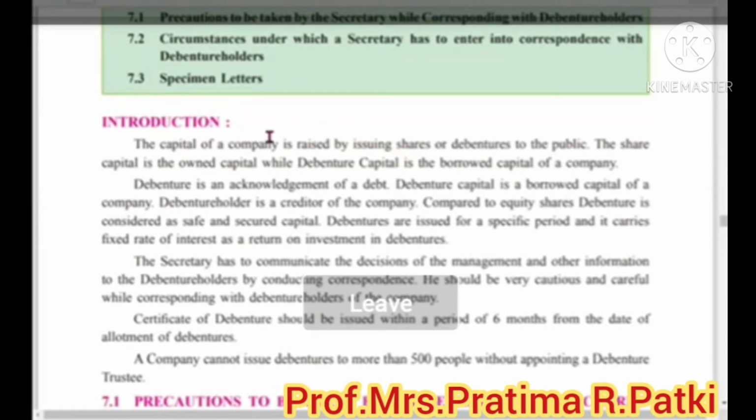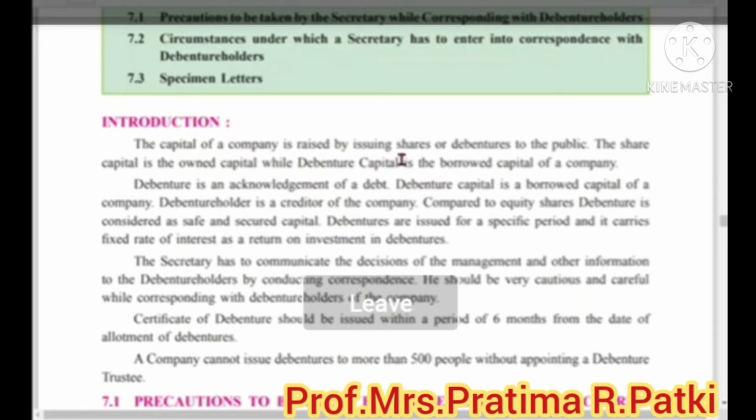The capital of a company is raised by issuing shares or debentures to the public. We know this, right? Debentures and shares are two securities on which the capital of the company depends. Now, share capital is owned, while debenture capital is borrowed. Yes, share capital becomes a permanent capital to the company. It is owned by the company. It belongs to them, belongs to the company.